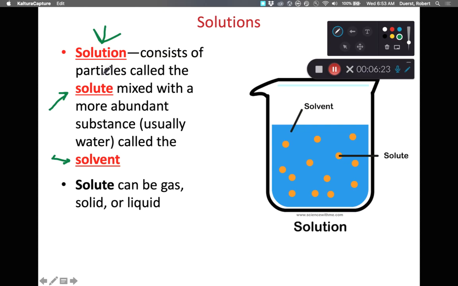Or pick your favorite ionic compound, any of the amino acids too. But something that is confusing for a lot of individuals is that the solute is not always a solid dissolved in water or the solvent. Instead, the solute can be a gas dissolved in the solvent or a liquid dissolved in the solvent. So the solute is what we have less of, the solvent is what we have more of, and combined they make a solution.